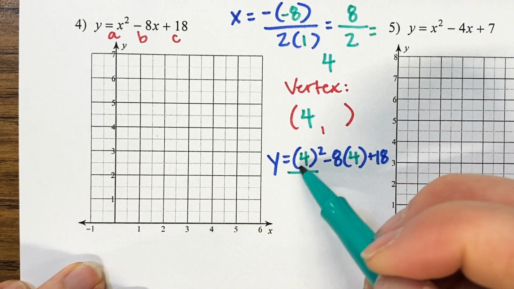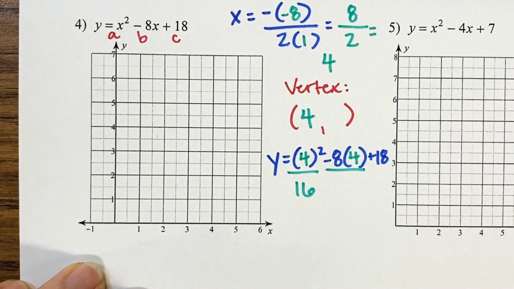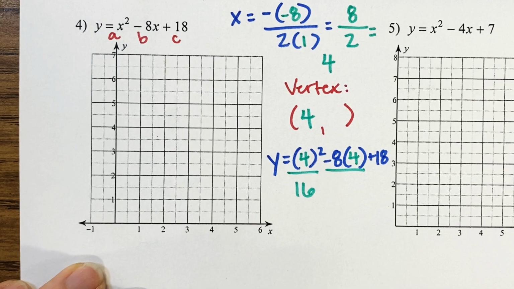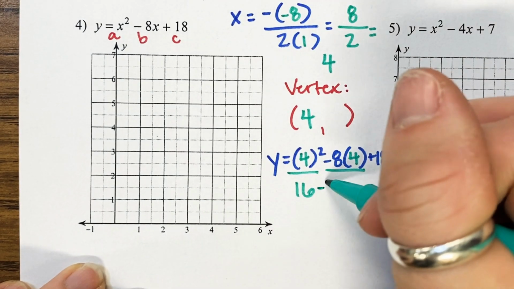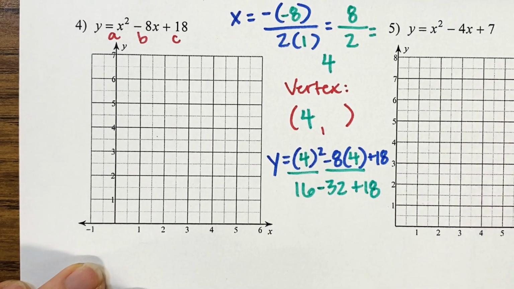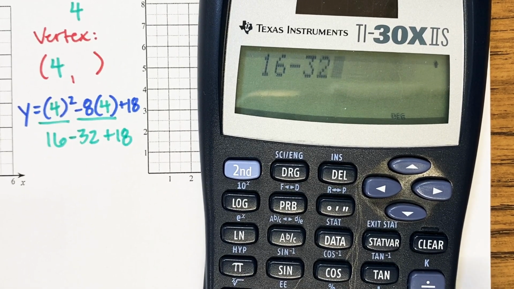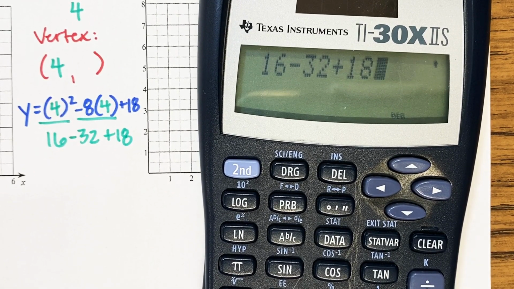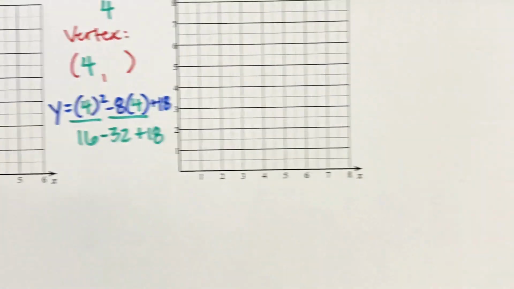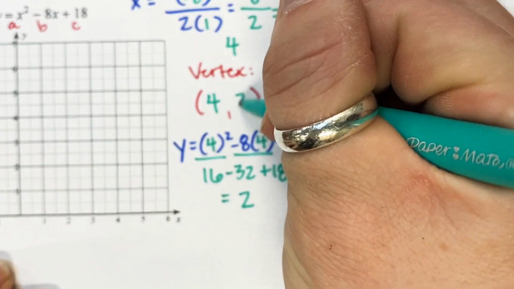What is 4 squared? 4 times 4. That's 16. What's negative 8 times 4? Double check this just to make sure. Times 4, negative 32. So minus 32 and plus 18. Okay, now we can put this part in our calculator. 16 minus 32 plus 18, that's going to give me positive 2. Okay, so we know that the y part of my vertex is positive 2.